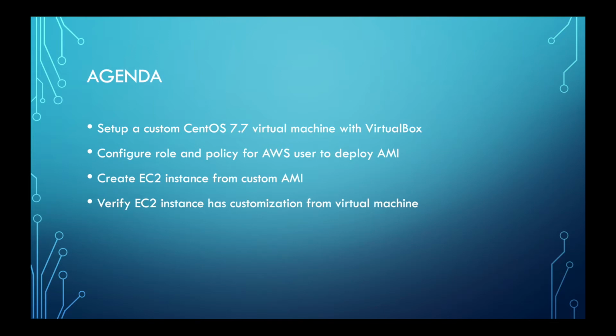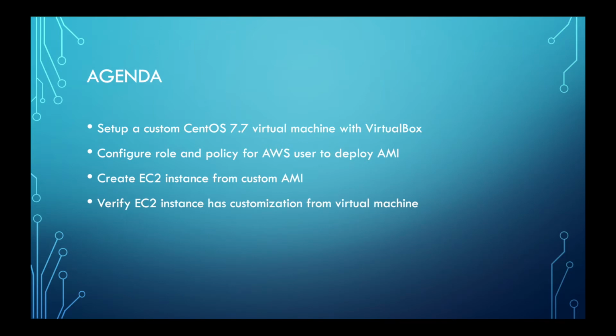This is to ensure that I have the required permissions to convert the virtual machine to an AMI. Then I'll create an EC2 instance with this AMI and authenticate with the public key. If authentication is successful, the AMI contains the customization we installed to the virtual machine.